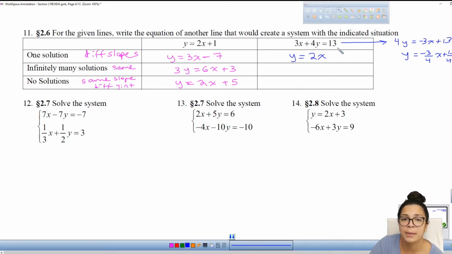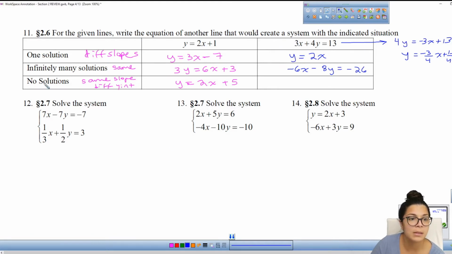Let me just multiply this by -2 this time. So -6x minus 4y times -2 would be -8y. And then 13 times -2 would be -26. So again, these two equations are the same. So if we grouped these two together in a system, right, not the middle one here, but these two together in a system, then I would have infinitely many solutions.